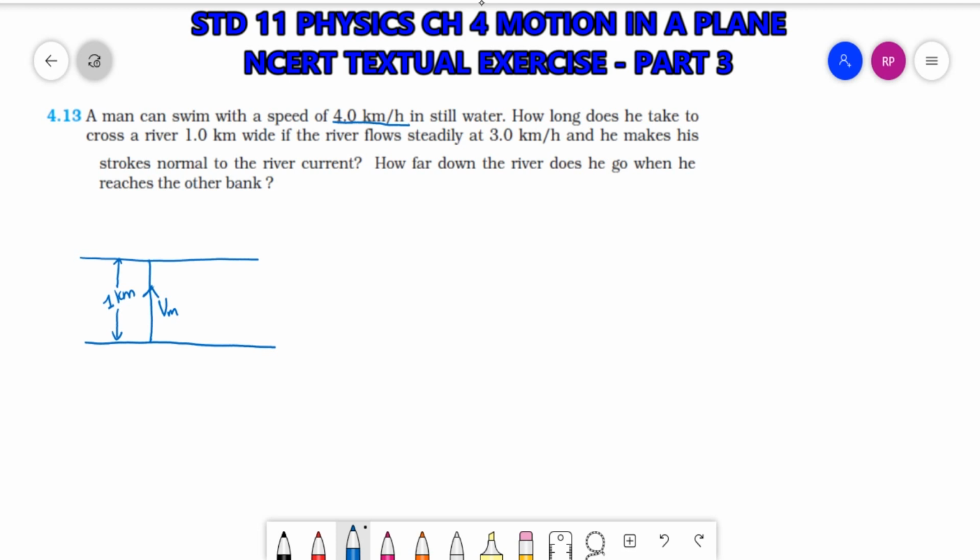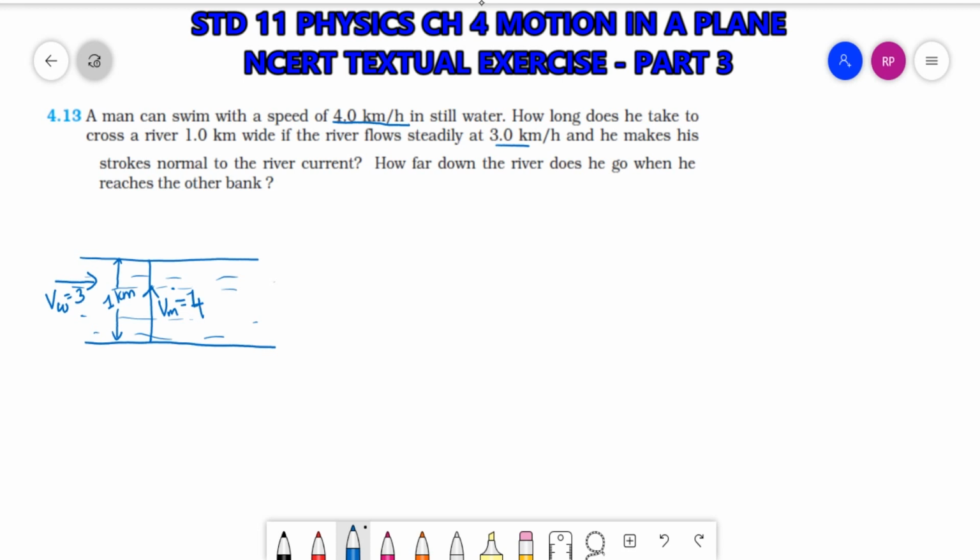Now the river water flows steadily at 3 km per hour. So the water is flowing at a speed of 3 km per hour, and this is the direction of water. That is equal to 3 km per hour. And the velocity of man is 4 km per hour.